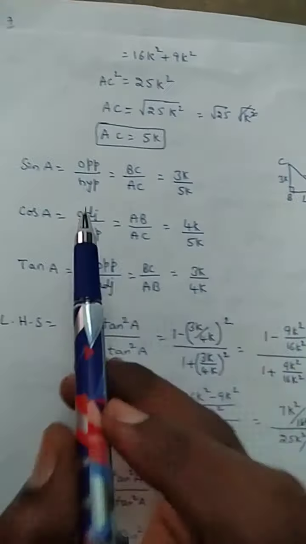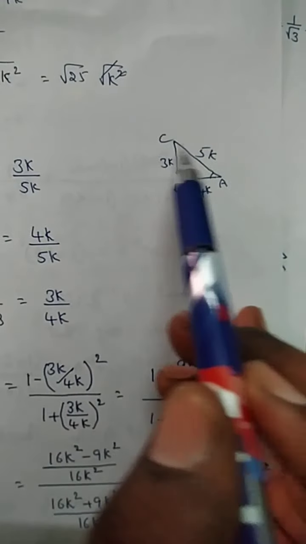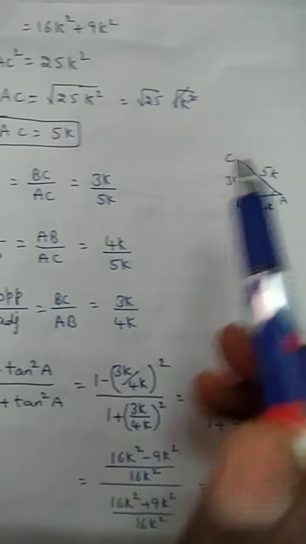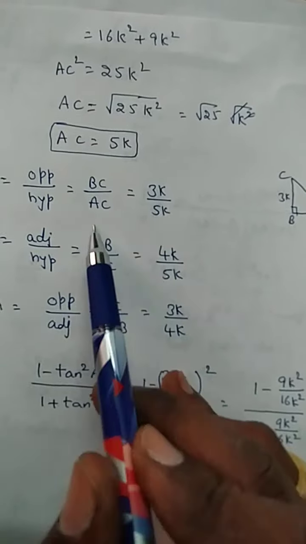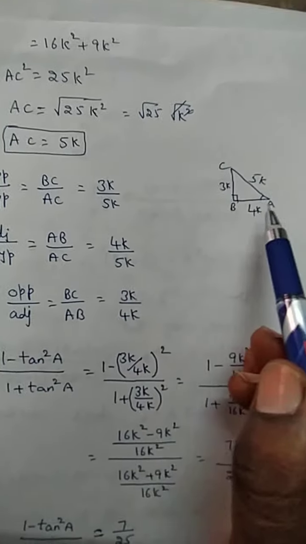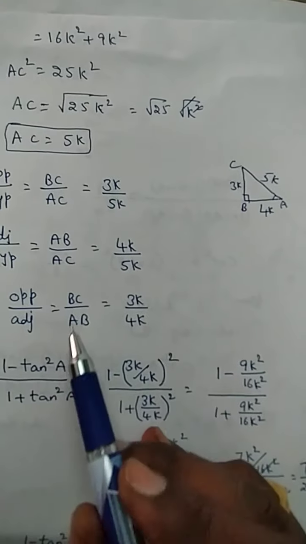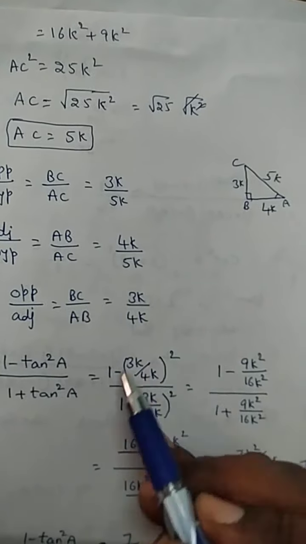Sin A is opposite by hypotenuse, which is 3k by 5k, that is BC by AC, 3k by 5k. Then cos A is equal to adjacent by hypotenuse. What is the adjacent? 4k by 5k. So tan A is equal to opposite by adjacent. What is the opposite? BC by adjacent AB, then 3k by 4k.